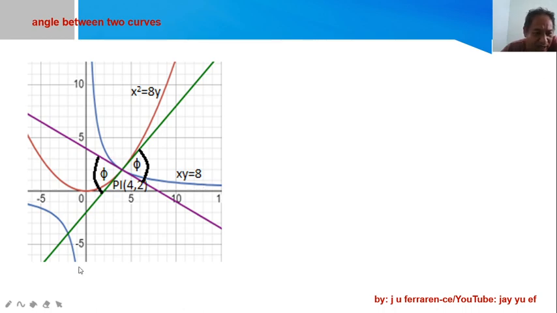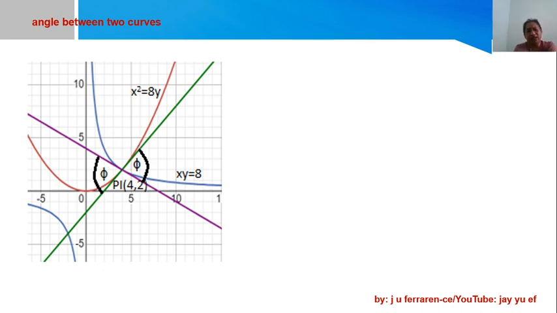So this is the point at which the two curves will intersect, with coordinates of 4 and 2. And if you draw the tangent to the parabola, this one, there you have the tangent. And if you draw another tangent to this curve, having an equation of xy equal to 8, this is now your tangent. So the angle between them, if I'm looking for the acute angle, these are the pair of acute angles, and this is the pair of obtuse.